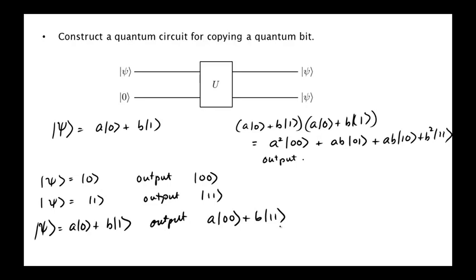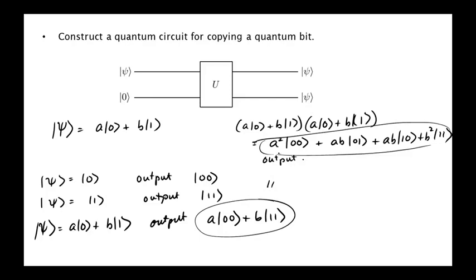So now, if we do have such a copying circuit, then this must equal this. But how can these two be equal? Well, the only way they can be equal is if A times B equals 0. But if A times B is 0, then either A equals 0 or B equals 0, meaning that our initial qubit must have been either the 0 qubit or the 1 qubit.